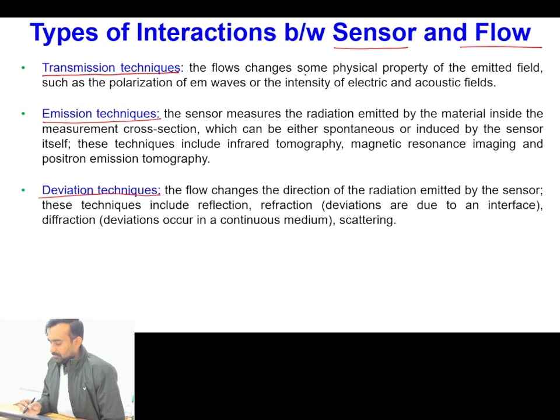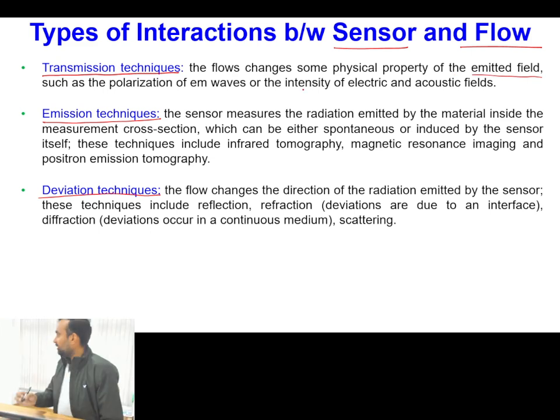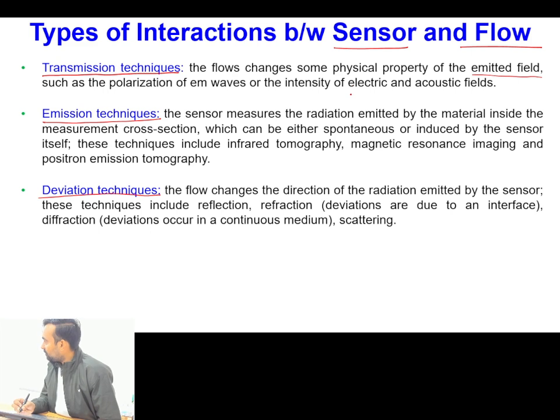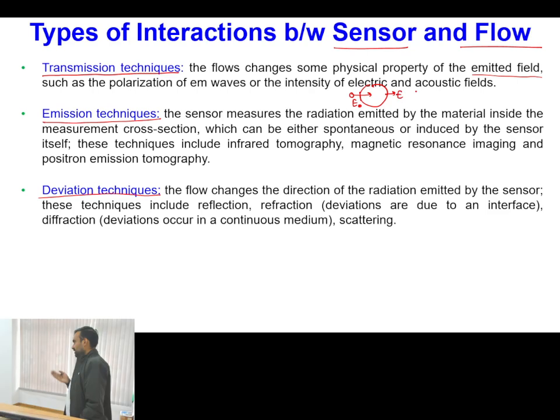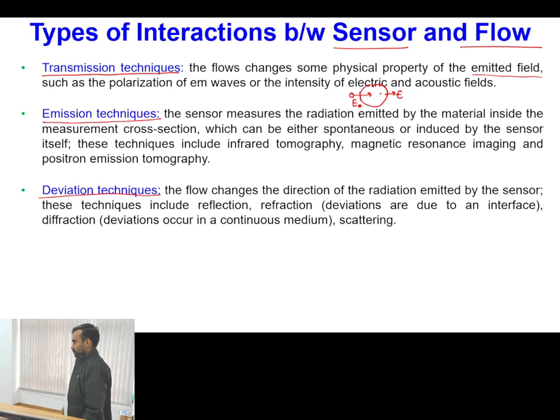Because of the flow, some changes happen in the physical property of the emitted field. For example, initially we have seen in the first method, if I am emitting some gamma rays, then whatever is the intensity at this point, E naught, after passing through the pipe cross section, intensity will be E. So intensity will be changing while this ray is transmitting through this portion.